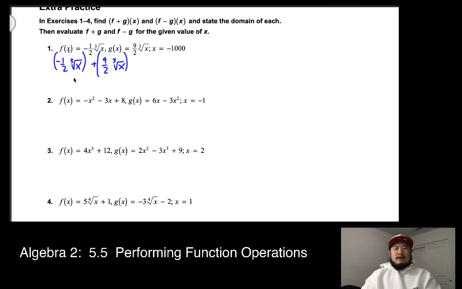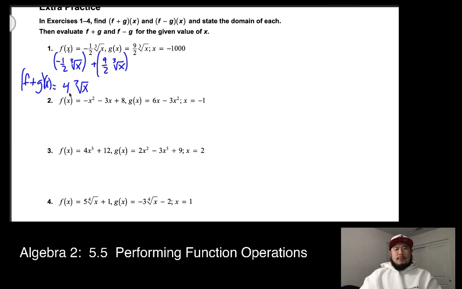I look here and I can add these two together because they have the same index and the same terms underneath the radical. So we have negative 1/2 plus 9/2, and that gets us 8/2, and 8/2 equals 4. So this simplifies down to 4 times the cube root of x. And this is f plus g. So f plus g of x is equal to 4 times the cube root of x.